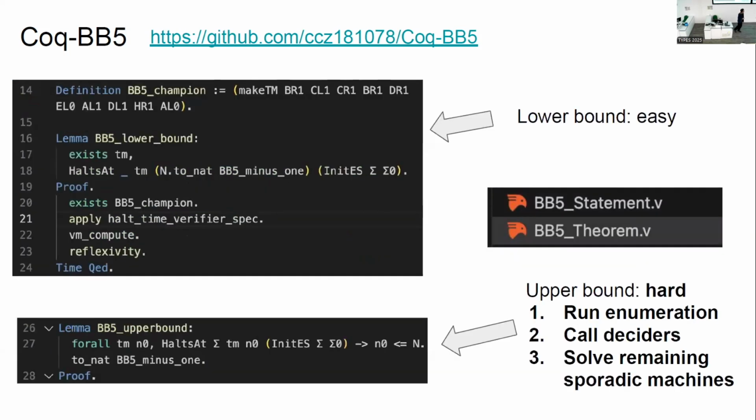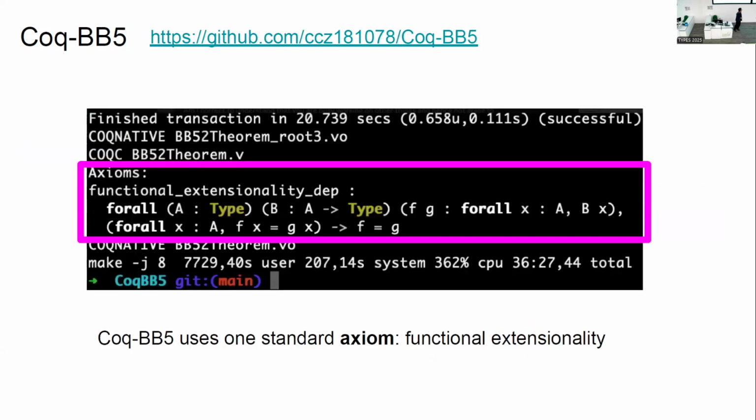Similarly, the theorem is broken in two. You have the lower bound, that's very easy. You just show Coq the BB5 champion that we started the talk with. You say, hey, this machine halts in 47 million steps. So Coq knows that it's a lower bound on the value of BB5. And then you have the upper bound that's tricky, where you need to run the enumeration, call all the deciders, and solve the remaining cases that were not solved.